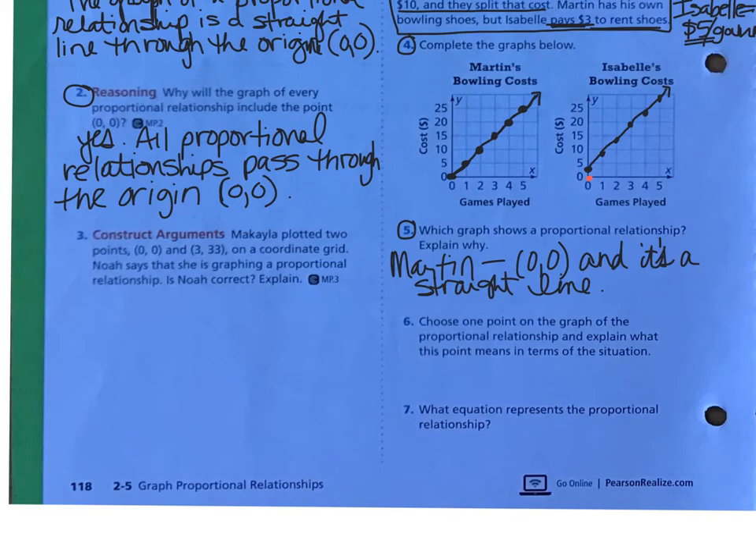Number 6 says to choose one point on the graph of the proportional relationship. In this case, we're looking at Martin. And explain what this point means in terms of the situation. So which point do you want to use that's on Martin's graph? Doesn't matter to me. You can pick any point you want. What if we picked the ordered pair 3, 15? That's on the graph because it indicates that Martin played 3 games and paid a total cost of $15.